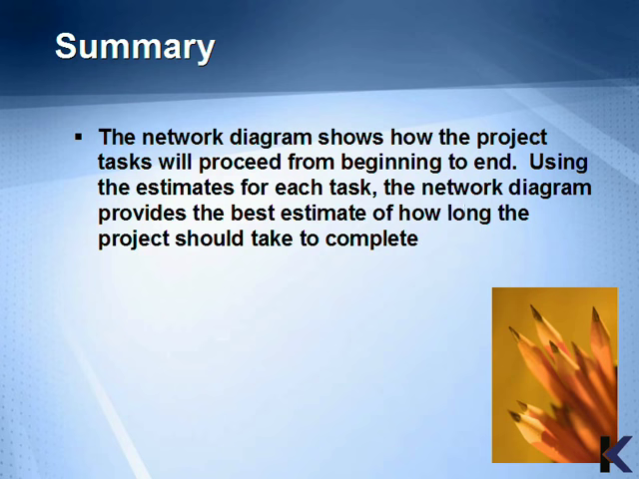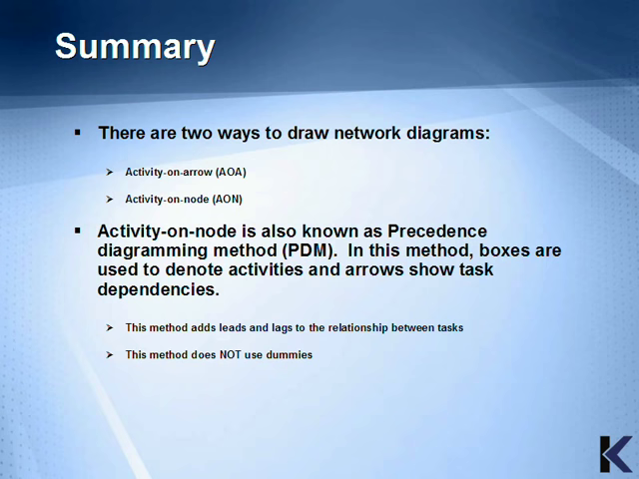The network diagram shows how the project tasks will proceed from beginning to end. Using the estimates from each task, the network diagram provides the best estimate of how long the project should take to complete. There are two ways to draw network diagrams: activity on arrow, or AOA, or activity on node, AON. Activity on node is also known as the precedence diagramming method, or PDM.